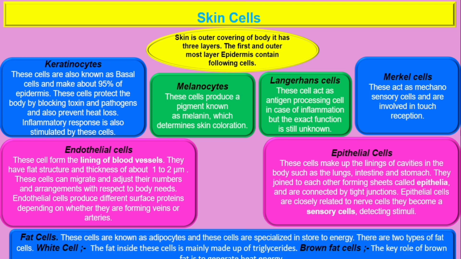There are two types of fat cell. Number 1, white fat cell. The fat inside these cells is mainly made up of triglyceride. Number 2, brown fat cell. The key role of the brown fat cell is to generate heat energy.